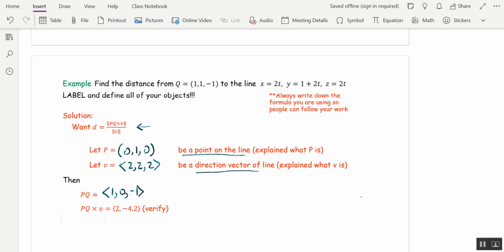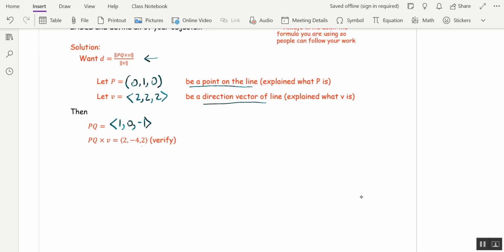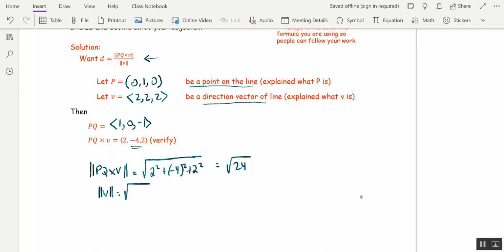Now I've already crossed PQ and V, and you should verify that this is the vector you get. And so now we're going to need the length of PQ cross V, that's the square root of 2 squared plus -4 squared plus 2 squared, which is the square root of 24. And we're going to need the length of V, which is the square root of 2 squared plus 2 squared plus 2 squared, which is the square root of 12.